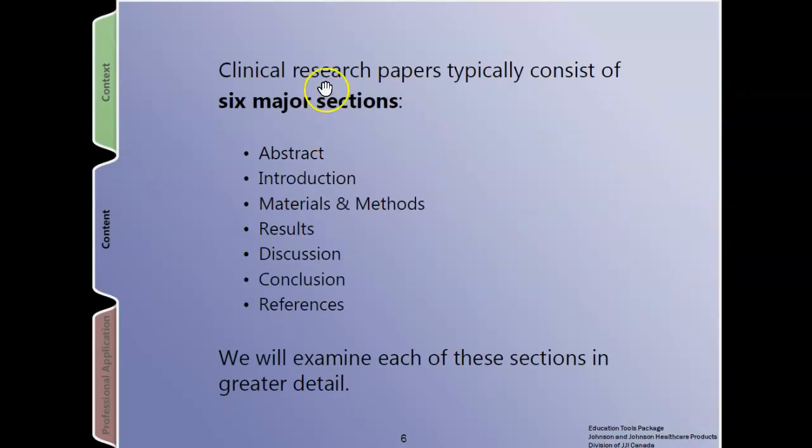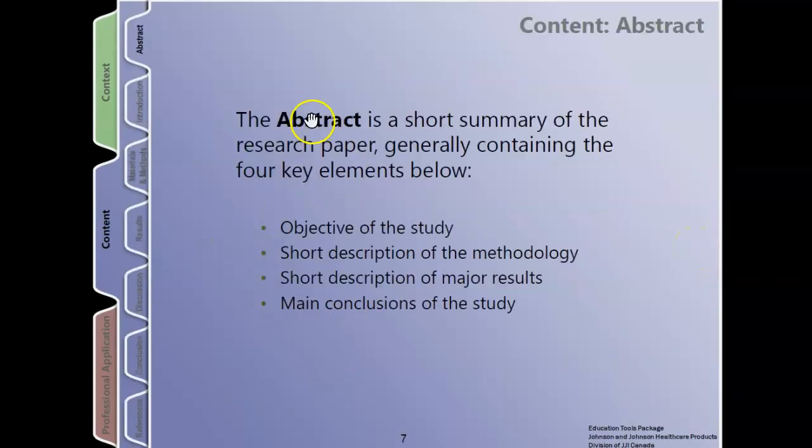So as you know, in a journal article, there are usually 6 major sections: the abstract, the introduction, the methodology, the results, discussion, conclusion, and references. And we're going to look at this again in a lot more detail. So abstract, as we said last time, is a summary.